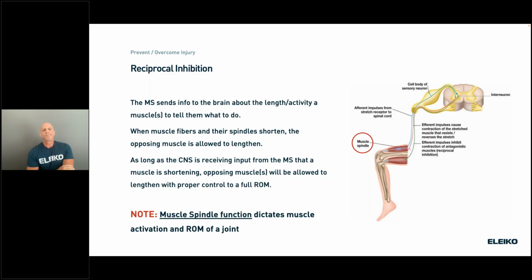The keynote: muscle spindle function dictates muscle activation and range of motion. As the spindle goes, so goes the activation of the muscles. Meaning, was something turning on so something could turn off? Was the quad turning on, the spindle turning on? Was it able to send information so the hamstring could turn off? If so, we have full range of motion of that knee extension.